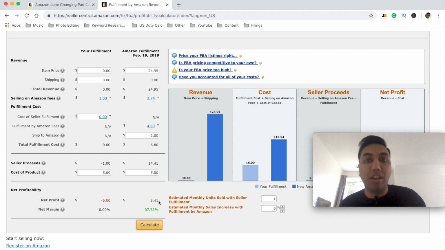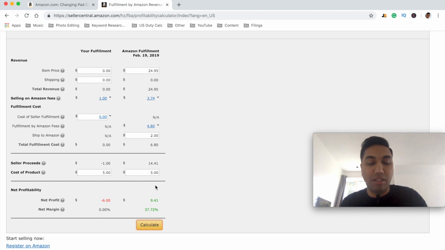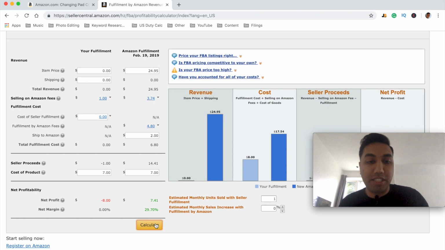So if we added $1 for that, we could put that in here and make sure that we've included that. So we can add that to the cost of the product and make that $6. So let's say the import tax is around the $1 mark. So let's add that into the cost of the product. Let's calculate and see how much we're actually making here.